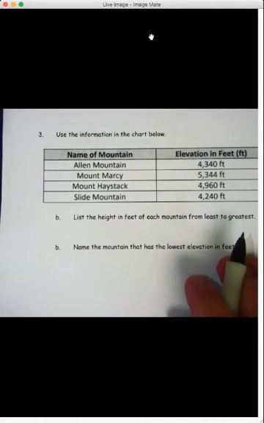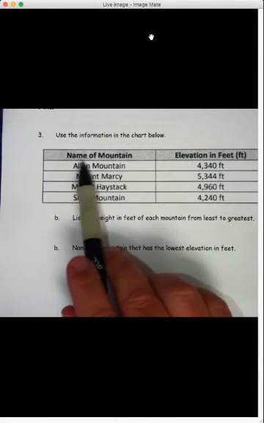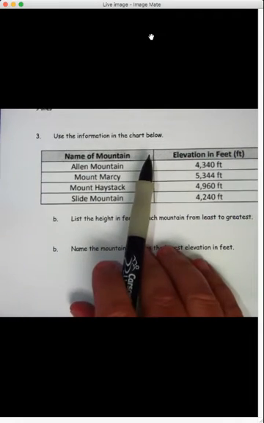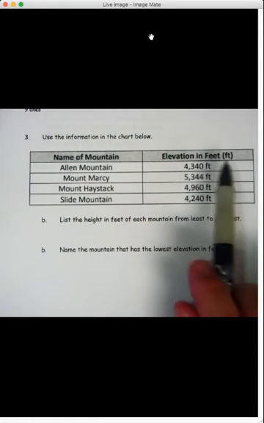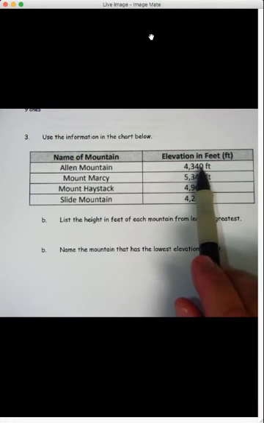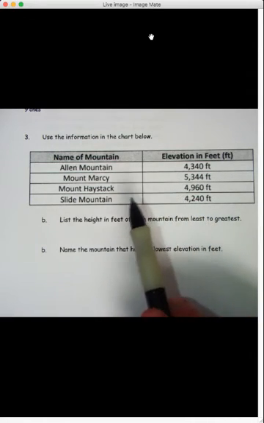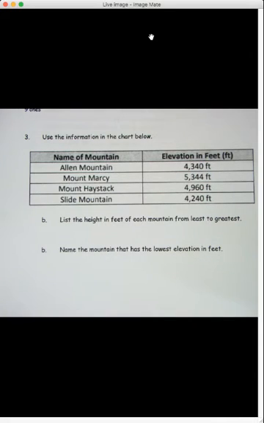Okay, let's look at number 3. Now, number 3, it says use the information in the chart below. And it gives us the names of some mountains. And it tells us their elevation. That means how high they are in feet. And so we look at these numbers and we see how high they are. And so now we've got to decide the answer to these questions or what it tells us to do.